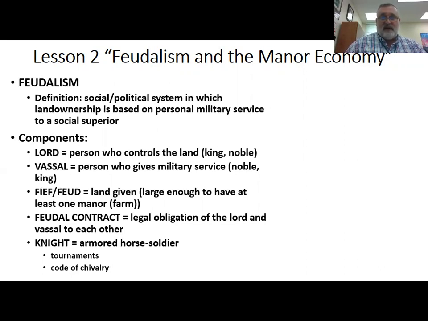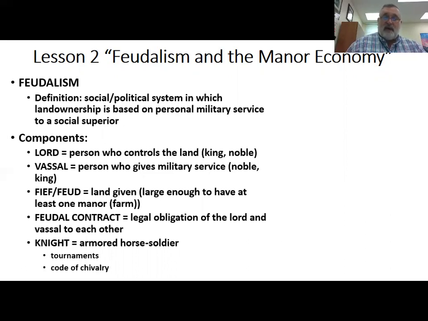So he has to have armor. He has to have a horse. He has to have people that can support him while he is doing this military service. So the land was at least big enough. The fief was big enough for at least one farm called a manor.